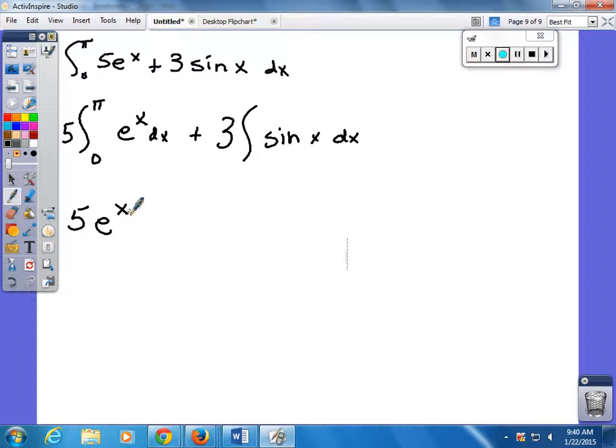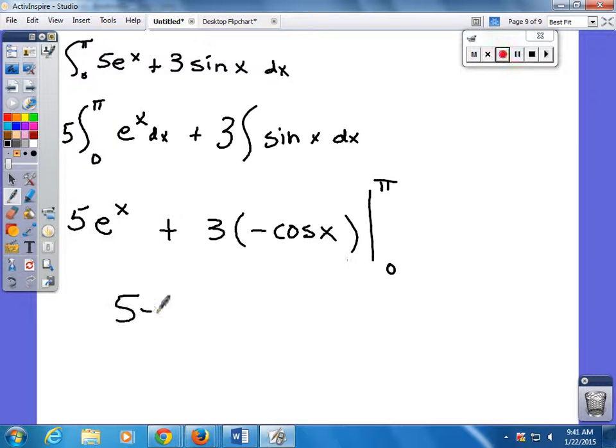And I'm going to put the pi and the 0 over yonder, so don't worry about it. Plus 3 times the what? The antiderivative of the sine is the negative cosine, evaluated at 0 and pi. So your final function, 5e to the x minus 3 cosine of x, evaluated at 0 and pi. And knock yourself out on a calculator.